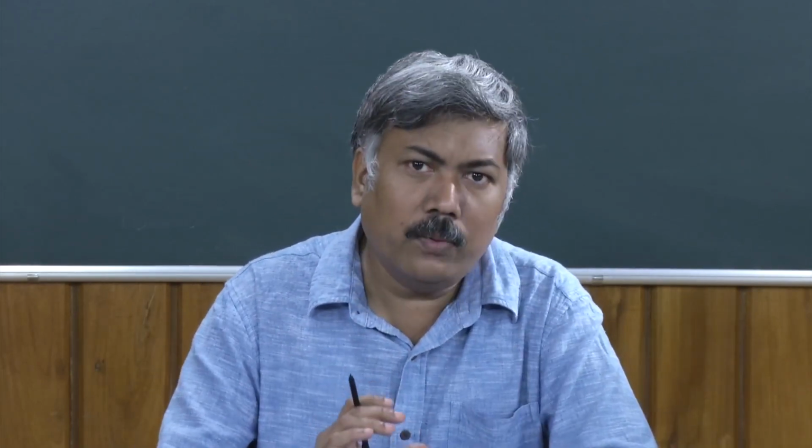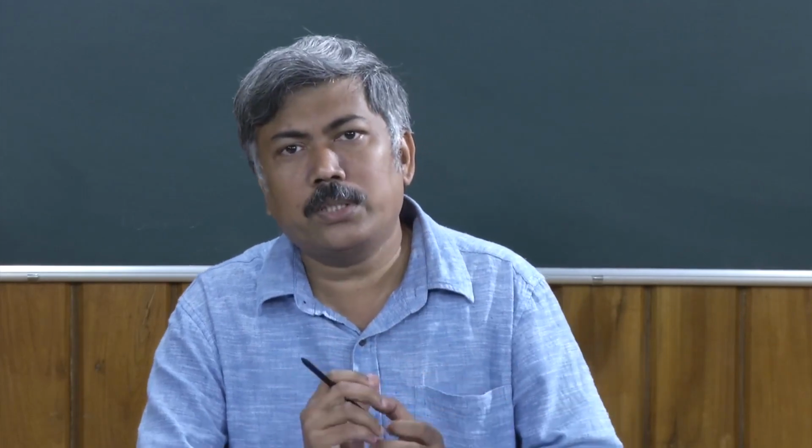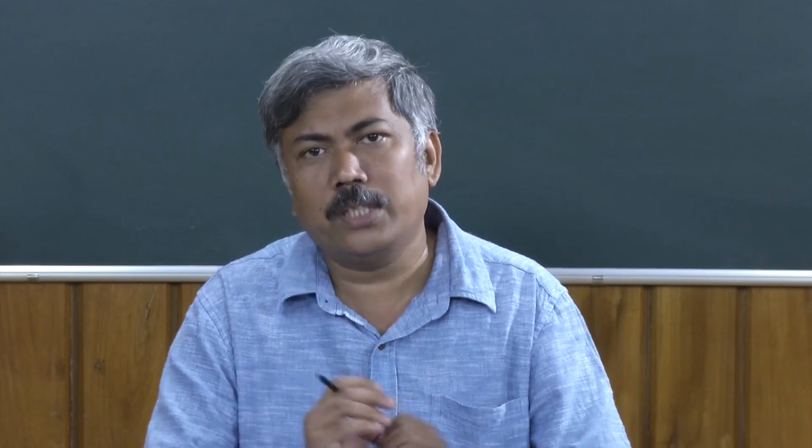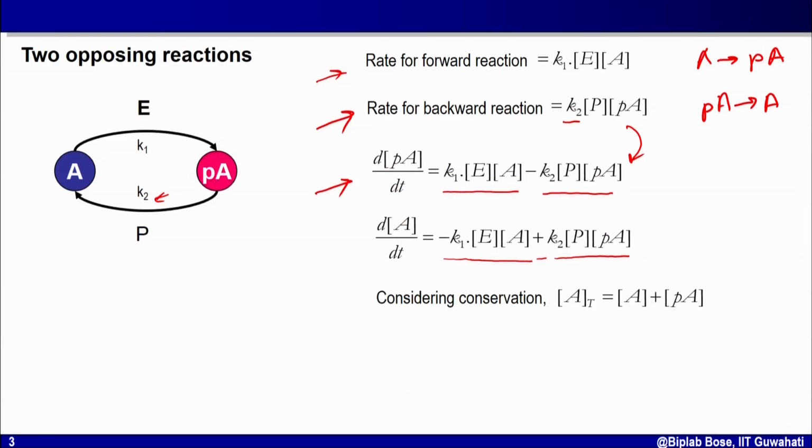Now if I want to reduce these two ODEs into only one, I can consider the conservation of substrate. If you remember, many a time we use this conservation rule to reduce the number of dependent variables, so we can reduce the number of ODEs. So here I can assume that the total amount of the substrate, that is A, remains constant, and that is AT, and it is made up of free A, which is not phosphorylated, plus phosphorylated A, and I can consider this whole sum is constant.